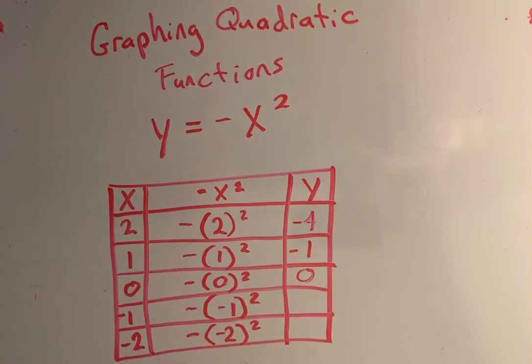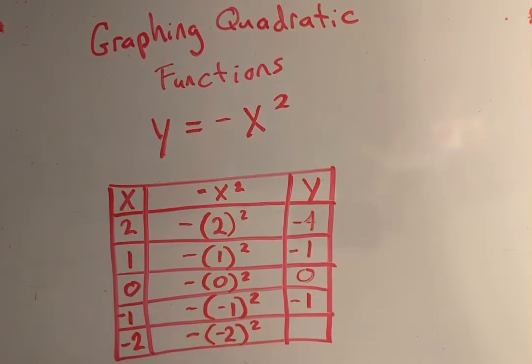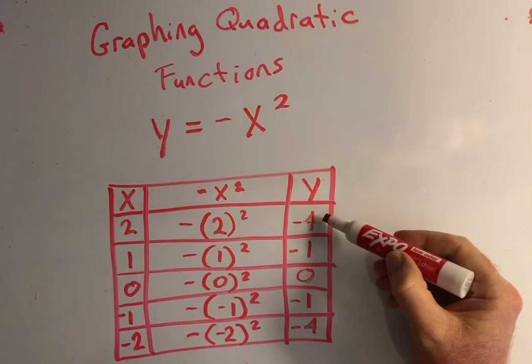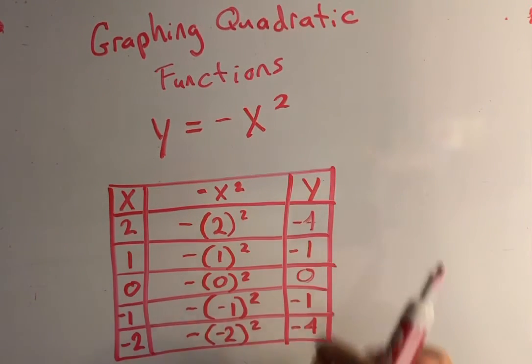And here I have negative 1 squared. What that means is negative 1 times negative 1, which is positive 1. But there's a negative sign out here, and that makes it negative 1. Here I have negative 2 times negative 2, because it's negative 2 squared, which is positive 4. But there's a negative sign here, so negative 4. You'll notice that there's a pattern, right? Negative 4, negative 1, 0, negative 1, negative 4. It starts to kind of repeat, doesn't it?